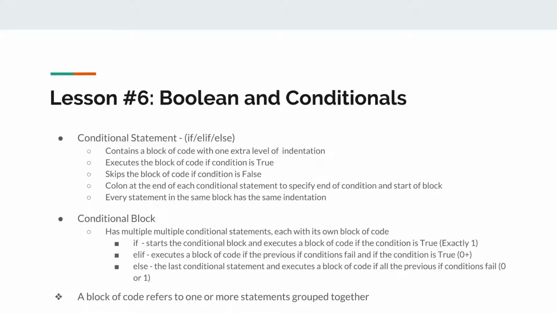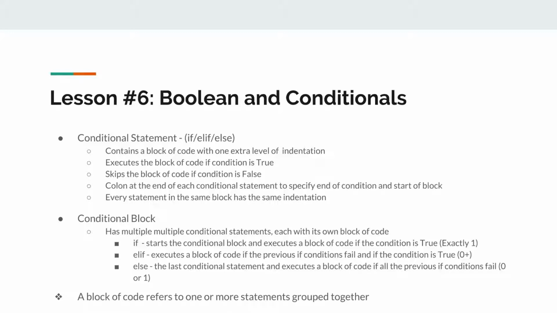If the condition is true for the if statement, it executes the block of code corresponding to it, and skips the rest of the conditional block. Anytime a block of code is executed in a conditional block, the rest of the block is skipped. The second conditional statement you can have in a conditional block is elif. It works similar to the if statement, but it is only executed if the condition of the previous if statement was false. We can have as many of these in a conditional block as we like.